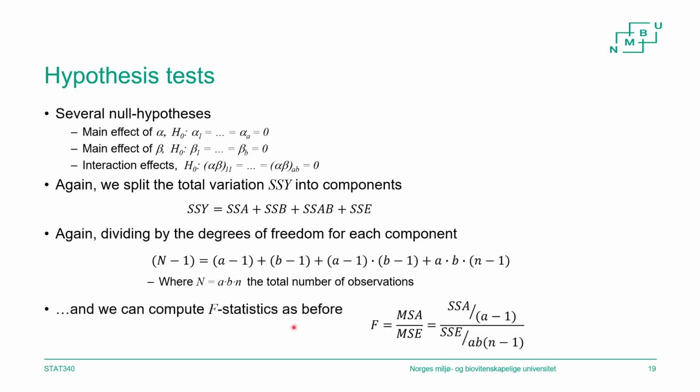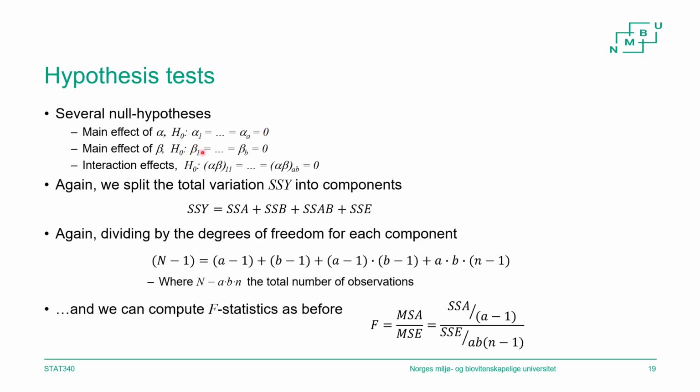And we compute F statistics as before. Here I do it for the first one. So MSA divided by MSE. Remember we saw this before? And here you see the formula, right? You take the SSA divided by the degrees of freedom. This one divided by this one. And the numerator is this one each time. So this gives you one F value, right? For testing this null hypothesis.